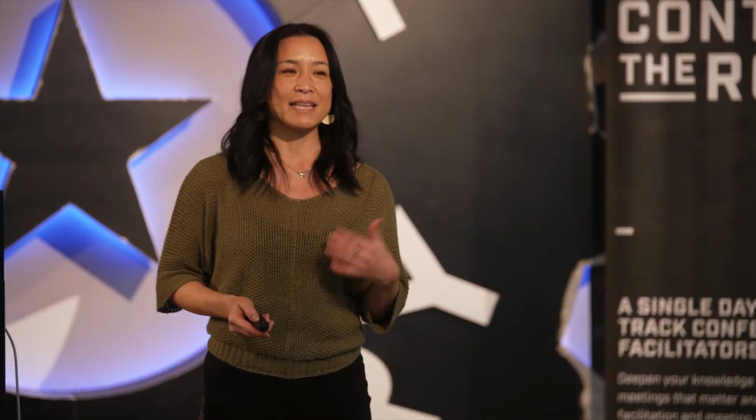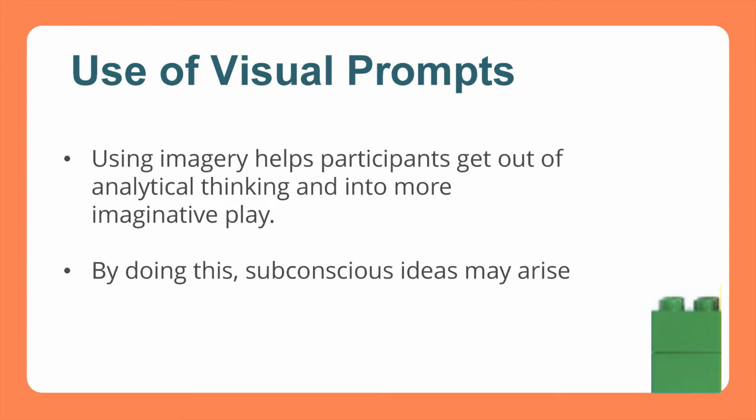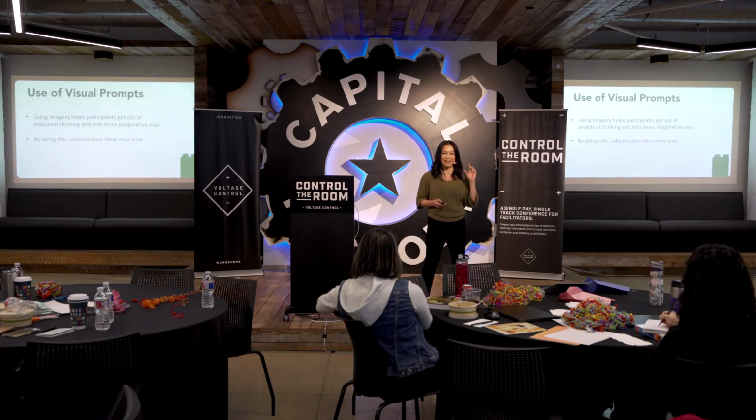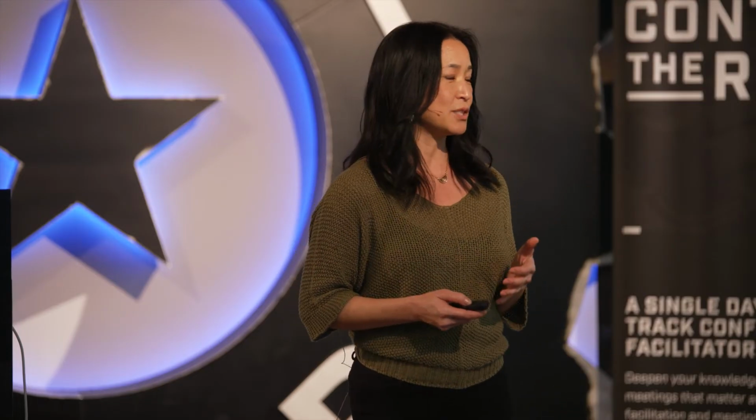So the second level of scaffolding I want to talk about is this use of visual prompts. Now what you're asking people to do is take a look at an image or a group of images and apply meaning to them. Using imagery gets people out of that left brain analytical thinking that as adults we're generally in anyway, and particularly in the workplace. And by doing so, you're allowing subconscious ideas to arise.